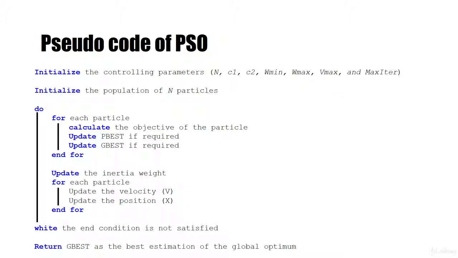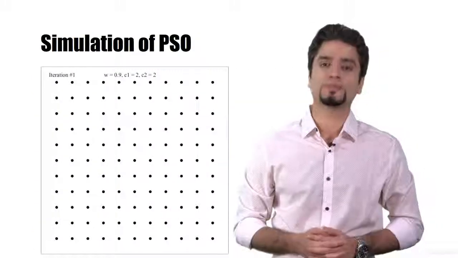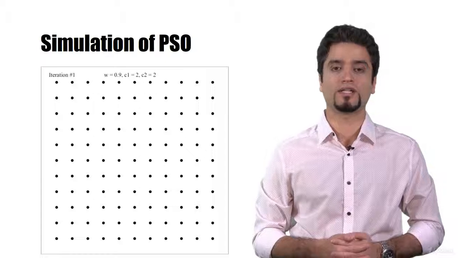The algorithm starts with initializing the controlling parameters. We can then initialize the population of the particles, and we have a main loop. In the main loop, we need to first calculate the objective for each particle to be able to update the p-best and g-best. After calculating the objective, p-best and g-best, we can then update the velocity and position vectors for each particle. And at the end of this loop, we can return g-best as the best approximation for the global optimum.